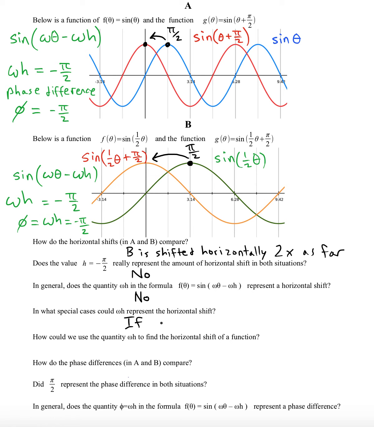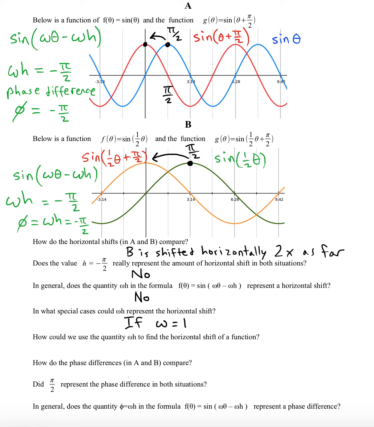If, and only if, omega equals 1. In the top picture, that's the case. See, here we're at a pi over 2 angle, and the quantity here is negative pi over 2, and our horizontal shift actually was pi over 2 to the left. And that's only because the omega there was 1. Here, because the omega wasn't 1, it has the effect of exaggerating the horizontal shift that took place.